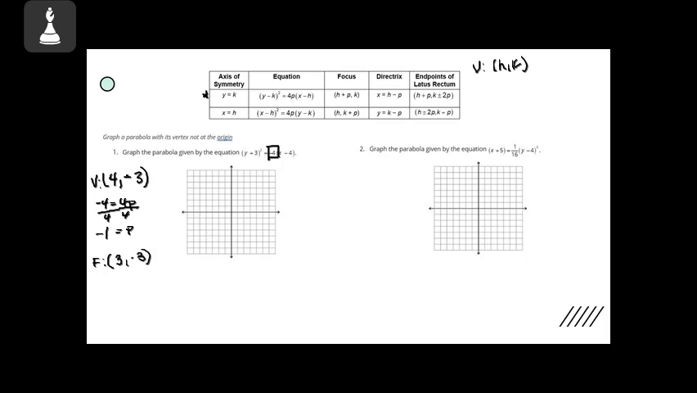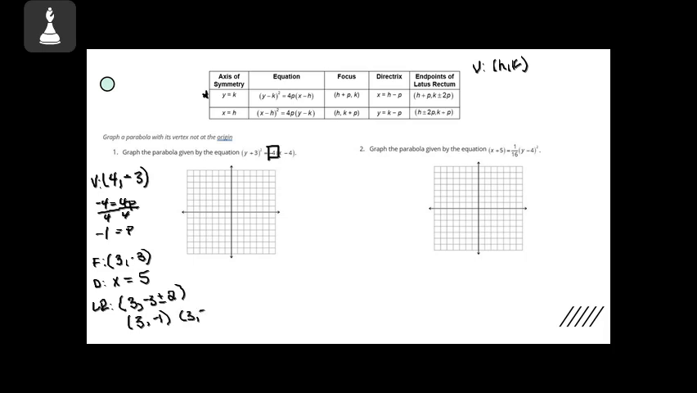So our directrix is in the form x equals, take the h value and subtract p. So 4 minus -1 gives me 5. And then we're going to get our latus rectum points here. So we're going to take h plus p, which is that 3 value. And then we're going to take the k value plus and minus 2p. So I'm going to take -3 plus or minus 2 times 1, which is 2. So that's going to be 3, comma, what is that going to give me? -1 is the first one, and 3, comma, -5 as the other one.